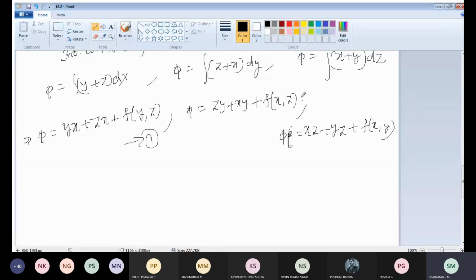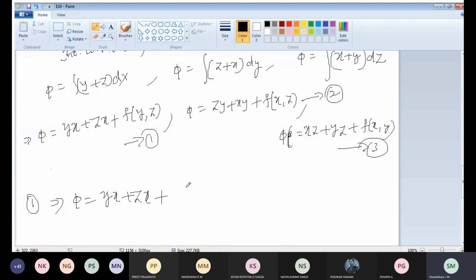Okay, so now let us simplify any one equation. No need to simplify all the equations, but we have to write them. For your convenience, I'm going to take the first equation. You can take any one equation after applying integration. So equation 1 implies phi equal to yx plus zx plus f of y comma z.